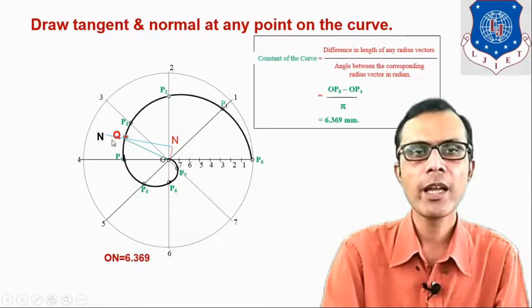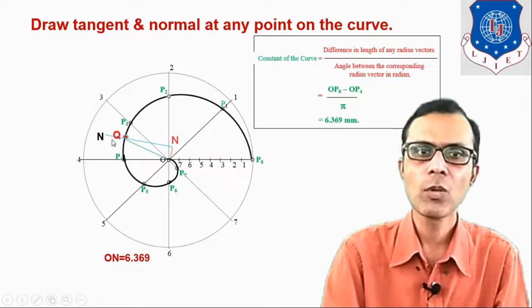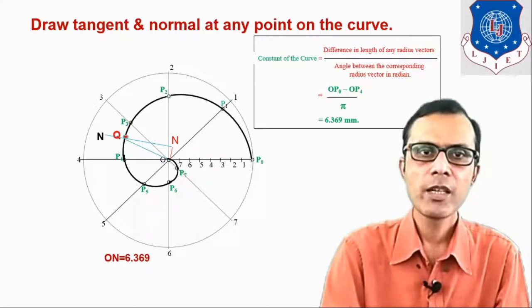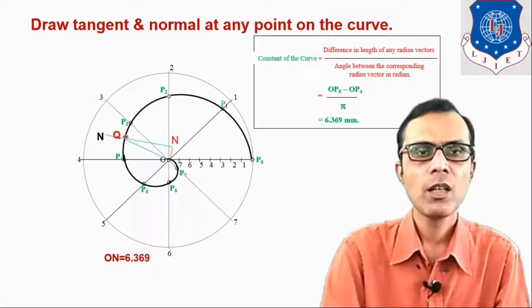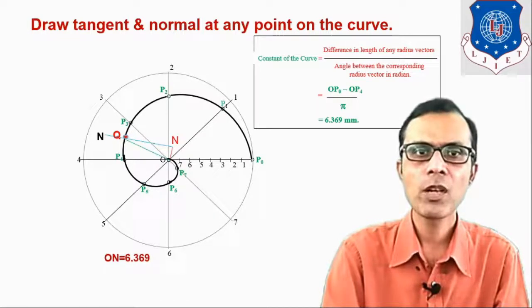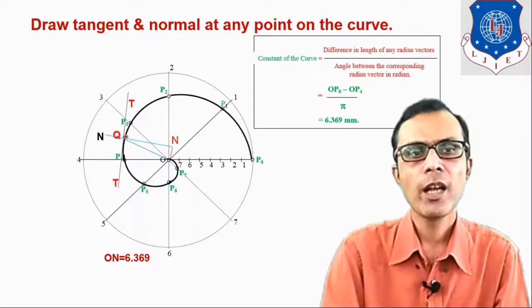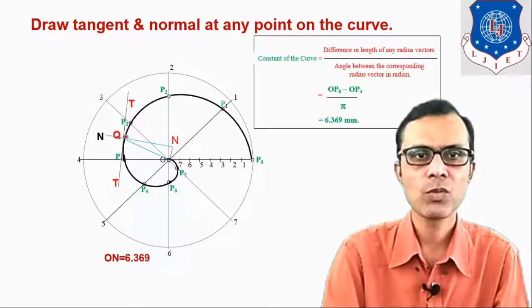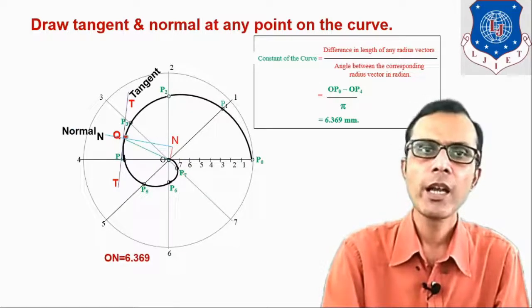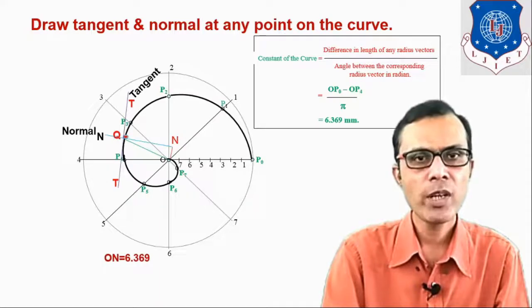This line NN is known as the normal. We know that tangent and normal are always perpendicular to each other. So from point Q, we have to draw a perpendicular line, that is line TT. It is the tangent at the given point Q. So these are the tangent and normal at any point on the curve.